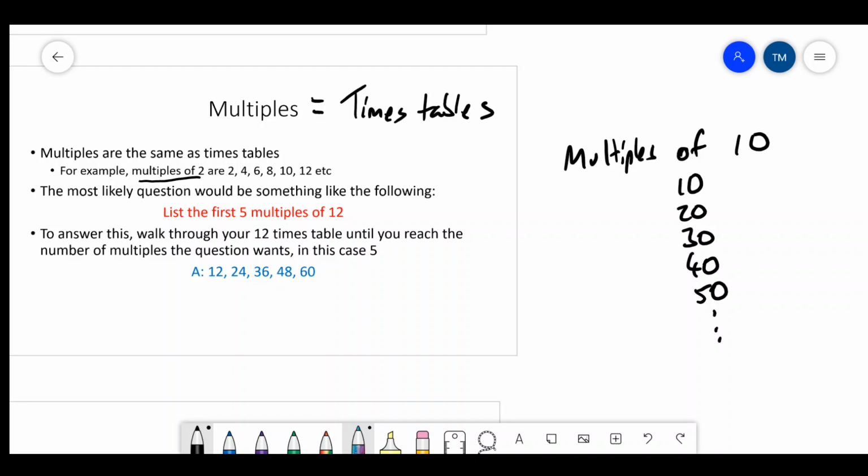And the most likely question in the exam would be something like this example here: list the first 5 multiples of 12. So all you do here is you just go through your 12 times table for the first 5 values. So here we've got 12, 24, 36, 48 and 60. That gives you the answer to this question.